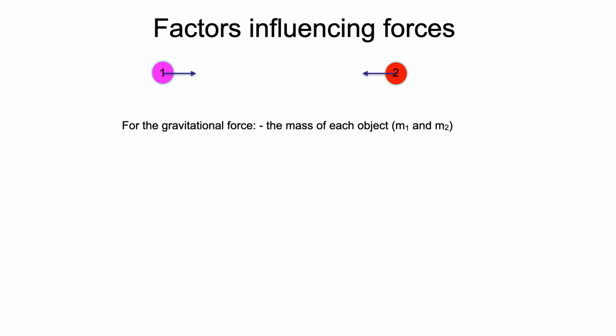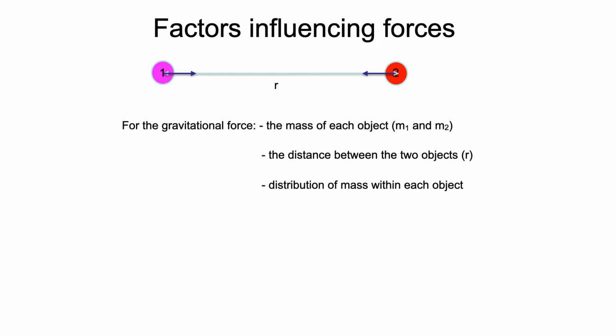The distance center to center between the objects also has an effect on the gravitational force. The greater the distance, the smaller the gravitational force. With real objects, the distribution of the mass within the objects would need to be taken into account. But since we are only considering objects that are point-like and ignoring their shape, we will assume that all their masses are located at their centers.